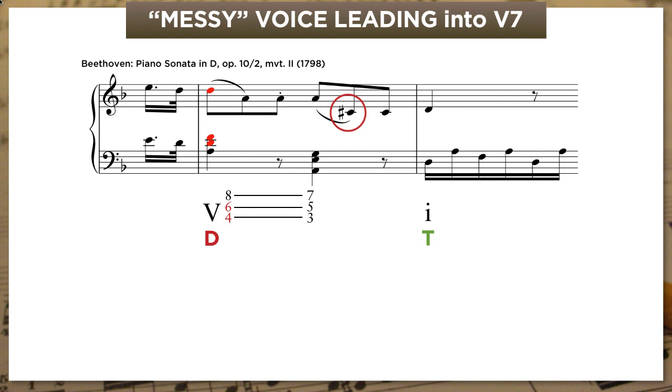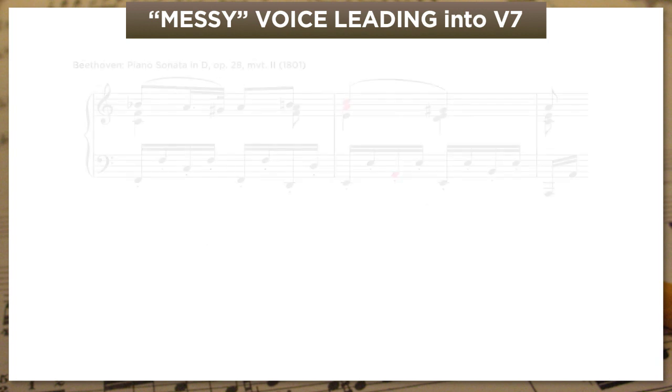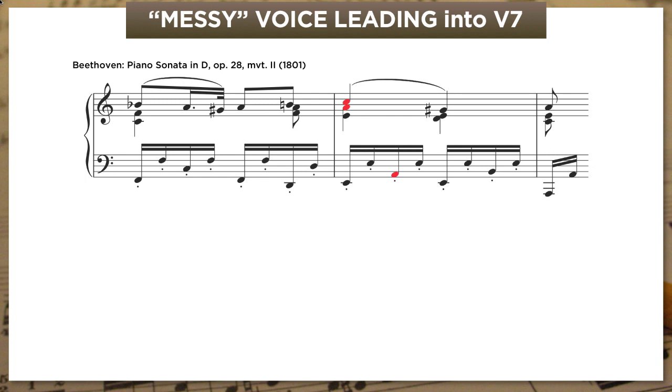This kind of downward leap into the cadential leading tone happens all the time in real music. In this cadence, from Beethoven's Opus 28 sonata, we leap downward from scale degree 3 through the interval of a diminished fourth into the leading tone. But in this case, the other voices basically just stay in their original register, so the effect is maybe a little bit less dramatic.